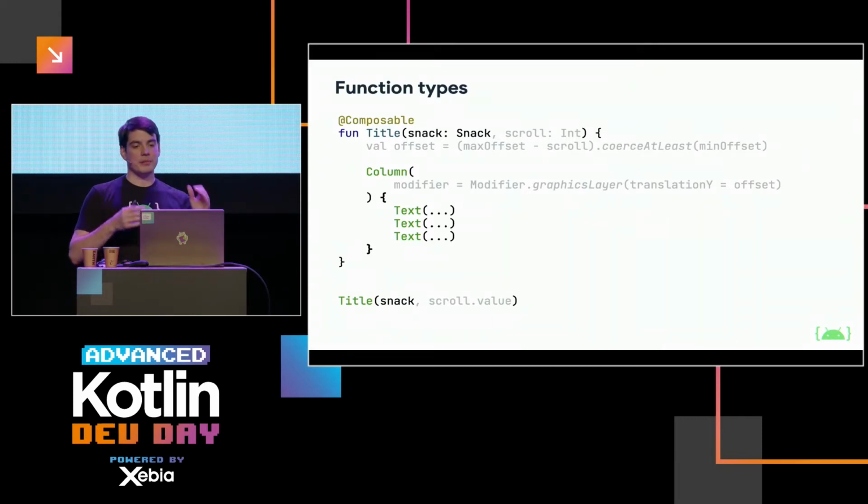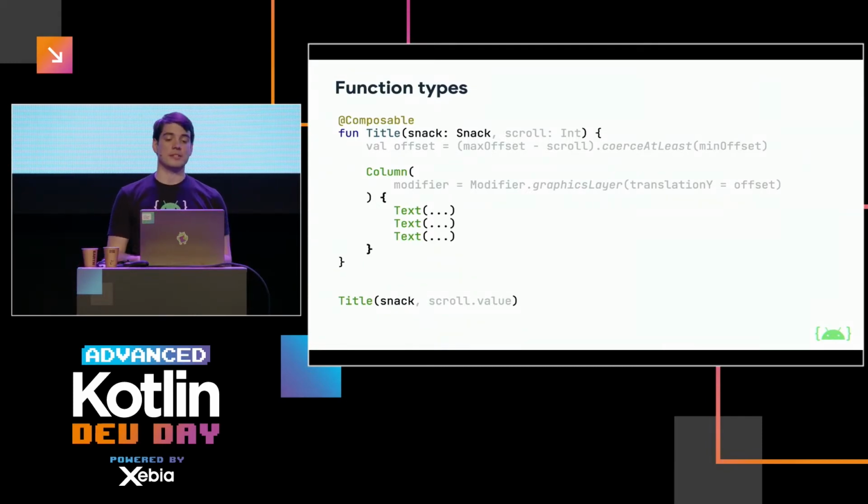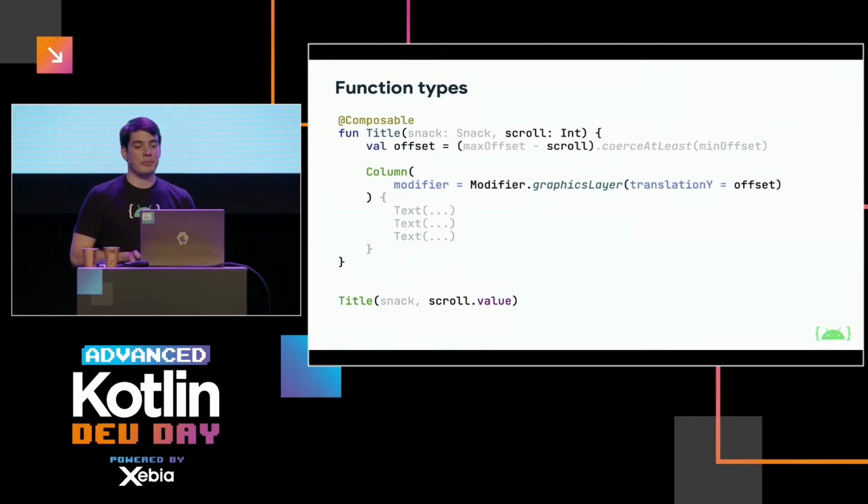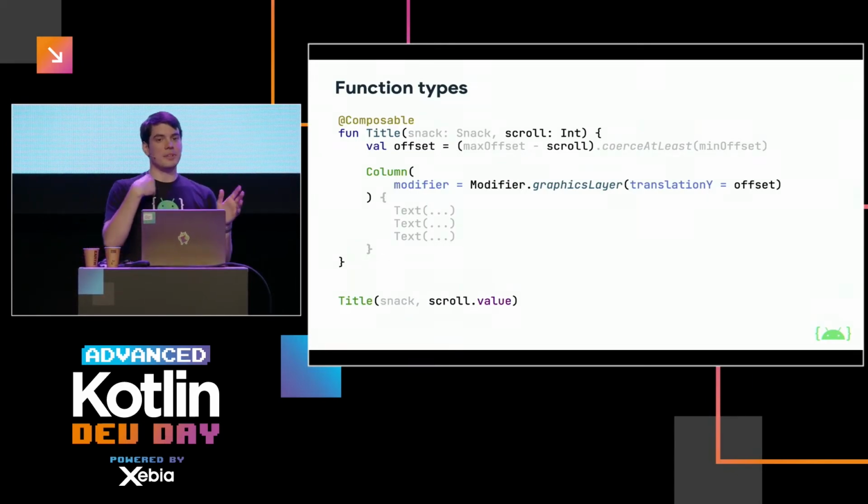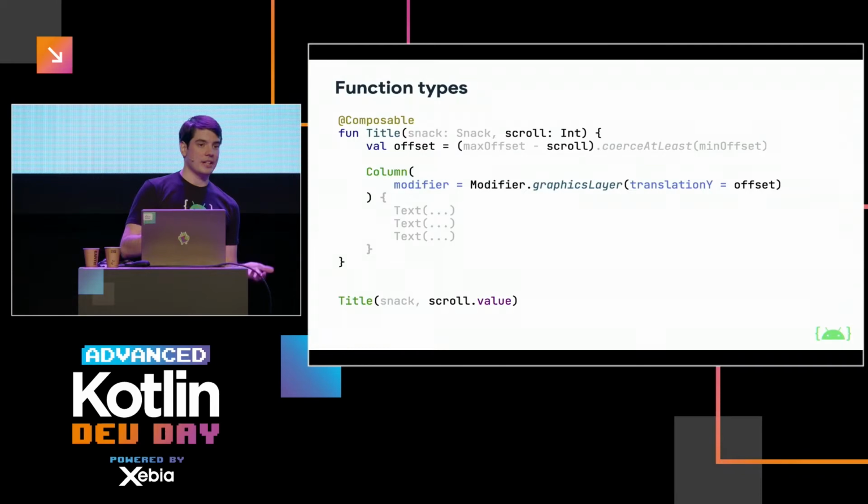Let's take a look at how we move this around to account for scroll state. So we take a parameter here, which is an int value for how much the other view has been scrolled so far. Then we use this variable to calculate the offset that our title needs to have.